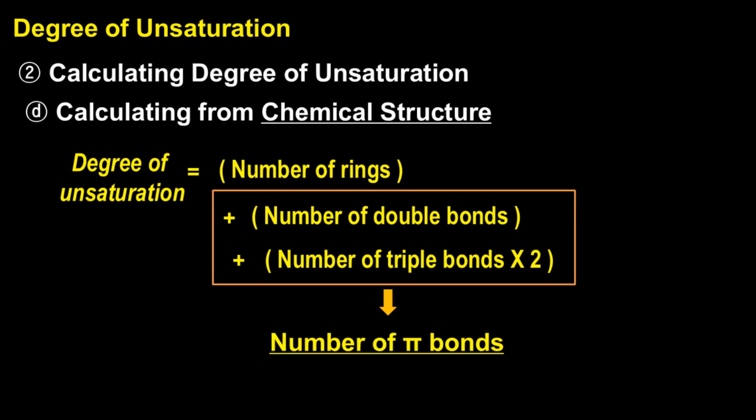Now, if you take a closer look at that formula, you'll see that it's basically just counting how many pi bonds are present in the molecule. Double bonds have 1 pi bond, triple bonds have 2. So when we multiply the triple bonds by 2, we're really just adding up the total number of pi bonds along with the rings, which also contribute to unsaturation. That's why this method works so well when analyzing structures directly.